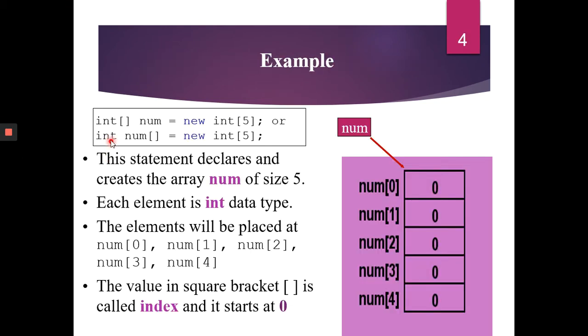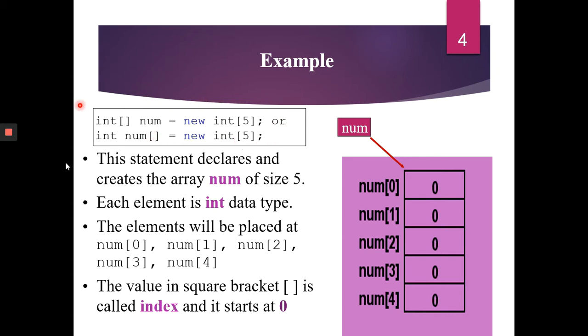Okay, referring to the syntax that we saw just now, this is an example for you to declare an array. The data type that you're going to keep inside the array is integer, followed by the square bracket. Num is your array name, equals to new integer, which is the data type again, and the size is 5. Okay, if you see here we have size 5. Or you can also declare in this way. The second way is to put the square bracket after the array name, and the rest are the same.